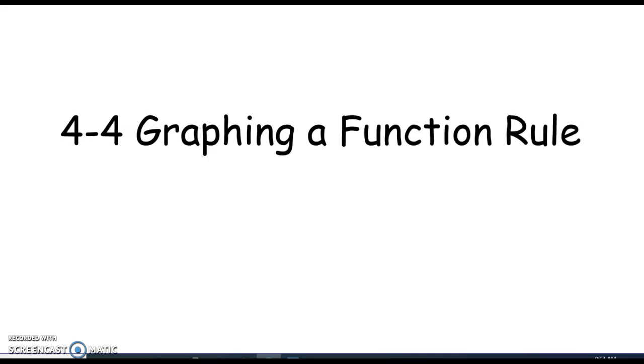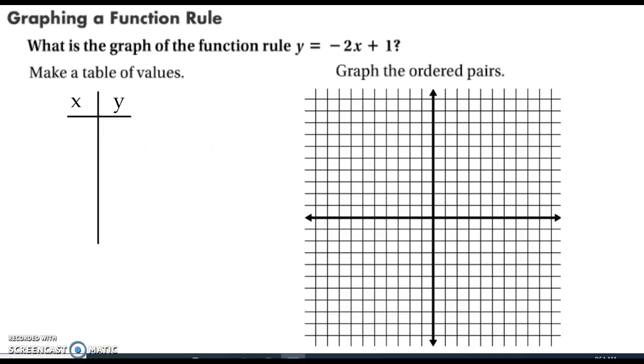It's 4-4, graphing a function rule today. All right, so we know a function means 1 x in, 1 y out. So what is the graph of the function rule negative 2x plus 1? We're not talking about this in slope-intercept form, which is something you could also do. We're going to substitute in some points, so then we can use that concept on other things.